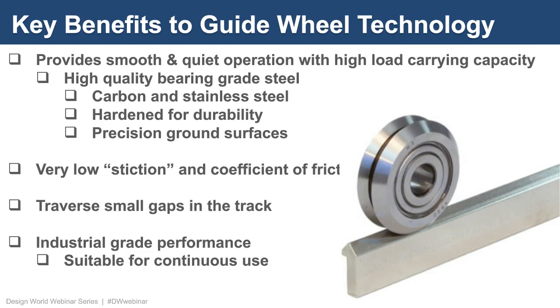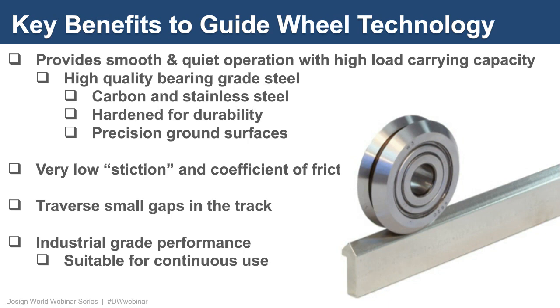V-Groove linear guide wheel technology has several benefits and advantages. Primarily, these provide very smooth, quiet operation with high load carrying capacity. They're made from high-quality bearing-grade steel in carbon steel and stainless steel, which is hardened for durability. They also have precision ground running surfaces that help it be accurate and quiet. They feature very low stiction or coefficient of friction.